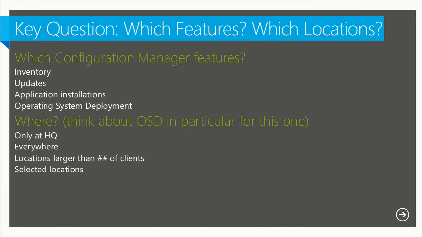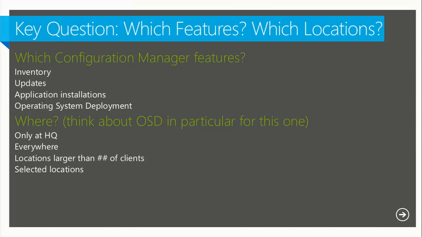Someone is saying, I need updates everywhere. I need apps everywhere. I need OSD everywhere. Or at locations of a certain size. Or at these 3 locations. Or various reasons why that would happen. But in particular, think about operating system deployment. That's kind of the 800-pound gorilla. If I'm doing OSD to a location, I can do everything else.